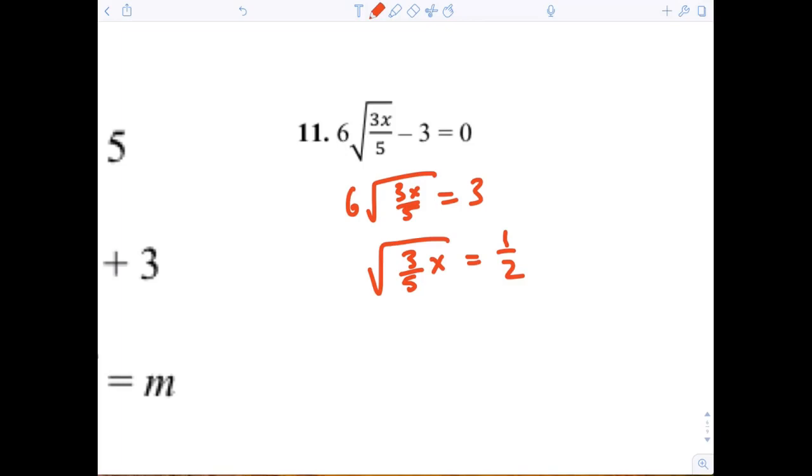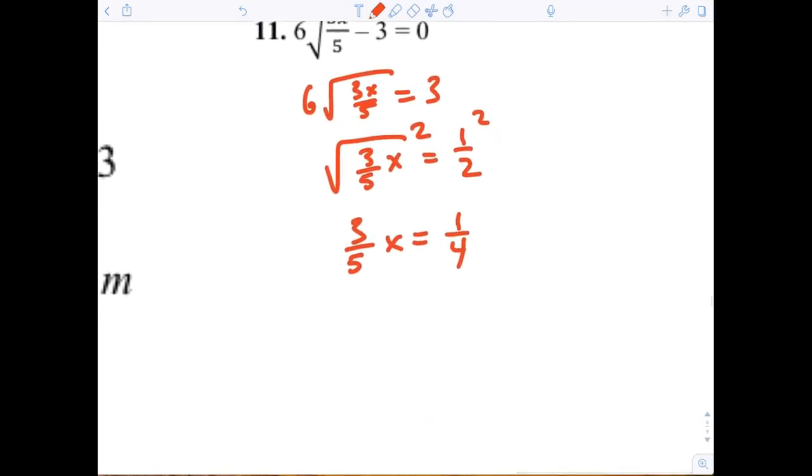Now I have to do what to both sides? Square both sides. So 3/5 x is equal to 1/4. Am I seeing that? Now, how do I get rid of 3/5? Multiply by the reciprocal. So x is equal to 5/12. Good review of fractions here. Everybody good?